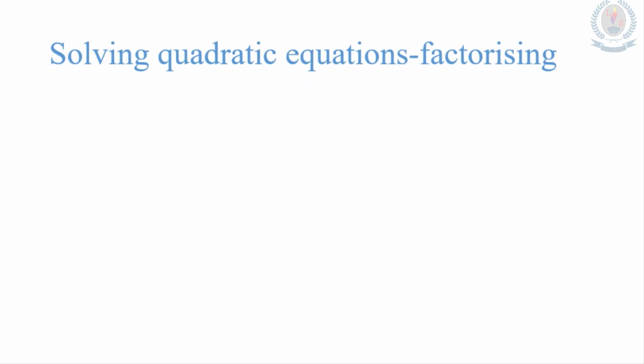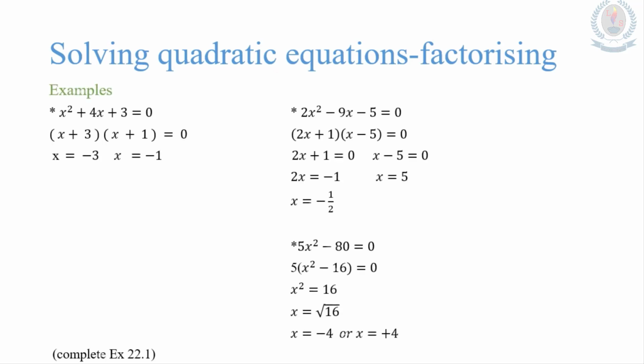Our first subtopic is solving quadratic equations by factorizing. Check these examples. x squared plus 4x plus 3 equals 0. You have to find factors. Then we know how to find factors for quadratic equations. Then within brackets you can write the two answers. First one x plus 3, other one x plus 1. If you want, by multiplying, you can check whether this answer is correct or not.